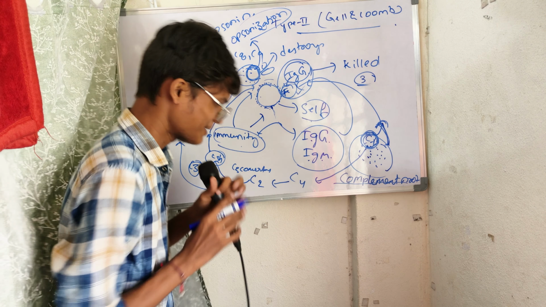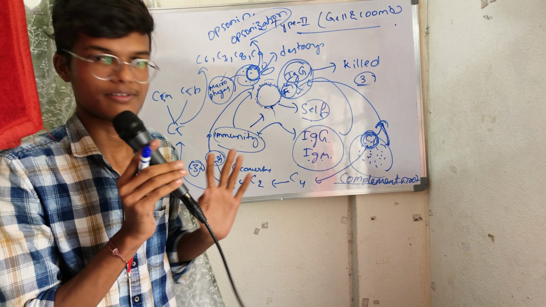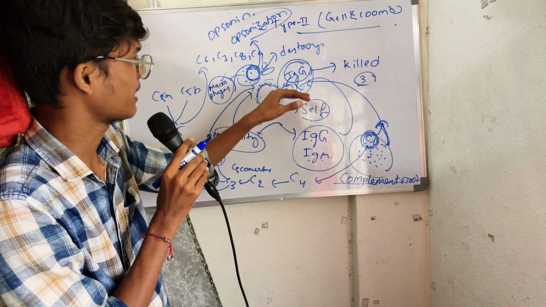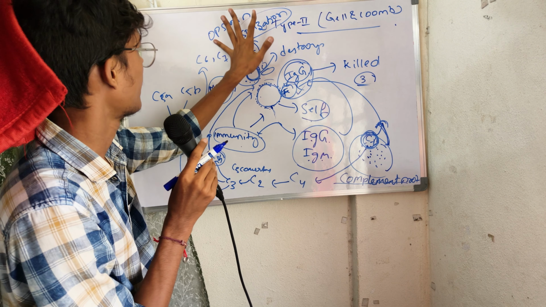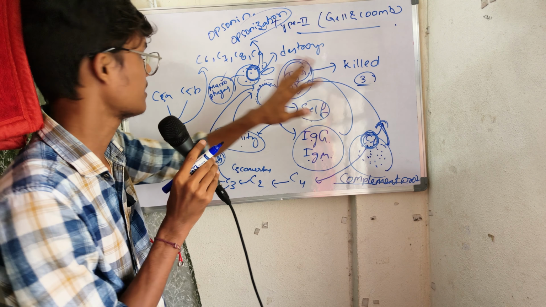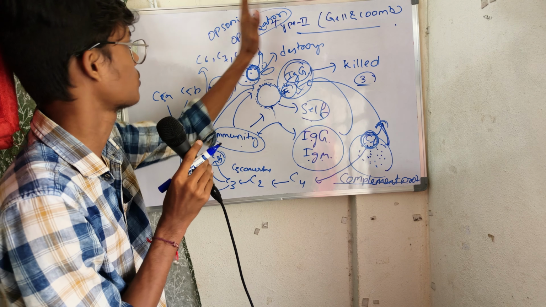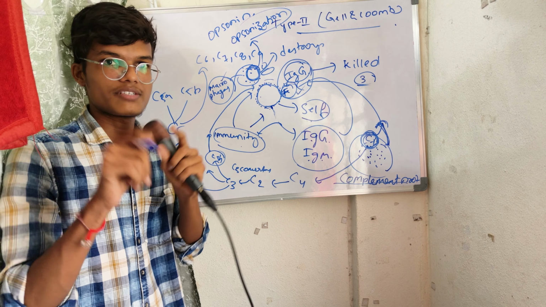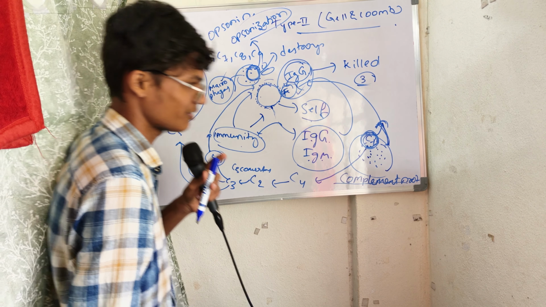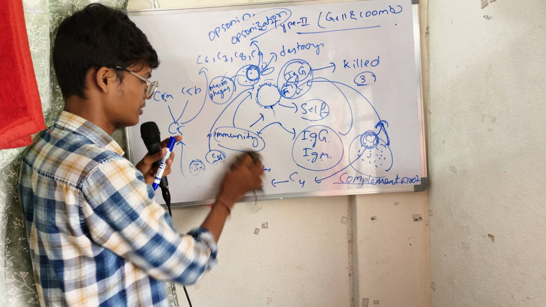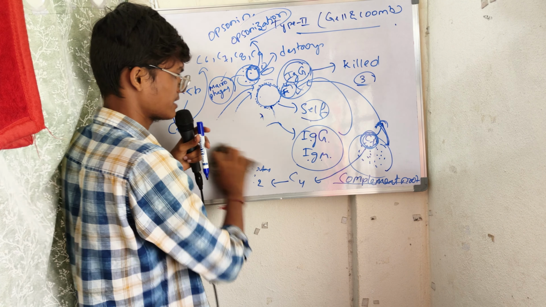Okay, easy, right? So this is the first mechanism. That means C3b goes and attaches with the particle, and then opsonization is done. So macrophages detect and engulf it. So we know the first mechanism of how it is destroyed.